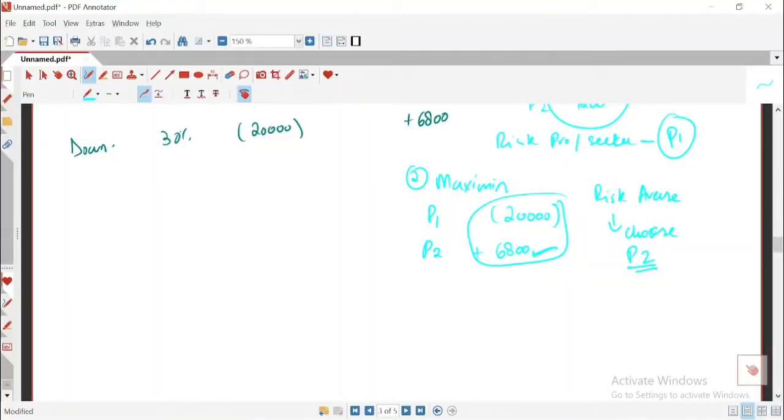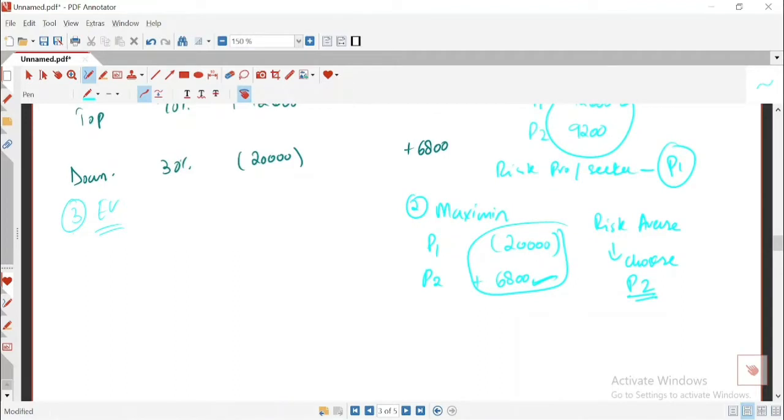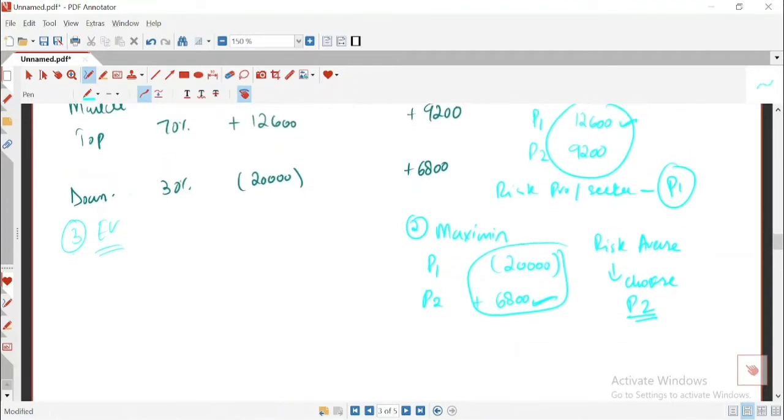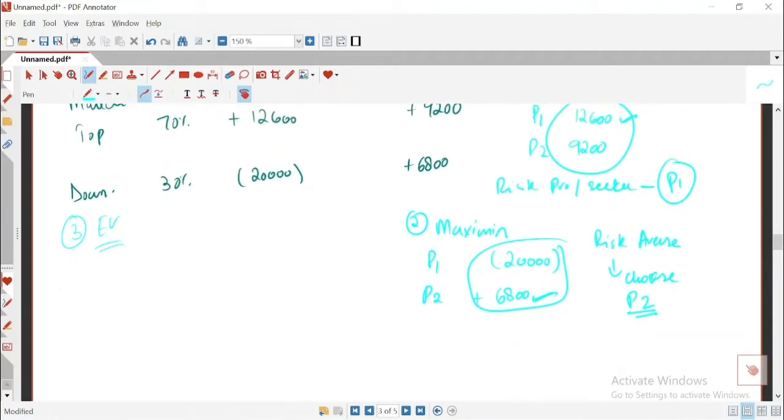Okay, so let's move on to the third option, that is the expected value option. We are going to calculate the expected values of both the options, both the projects. Project 1 की expected value कैसे आएगी? Project 1 की expected value will be 12,600 हमारा आउटकम और उसकी प्रोबेबिलिटी थी 0.7 और 70% माइनस 20,000 इंटू 0.3, माइनस इसलिए बिकॉज इट्स अ लॉस.